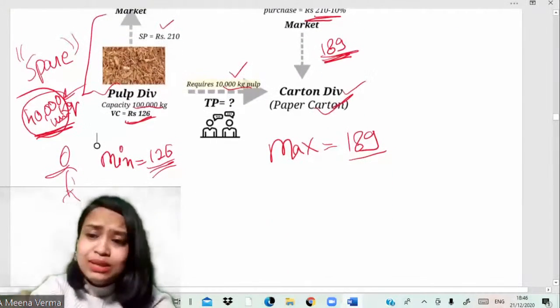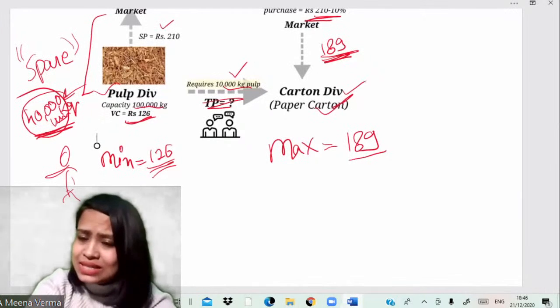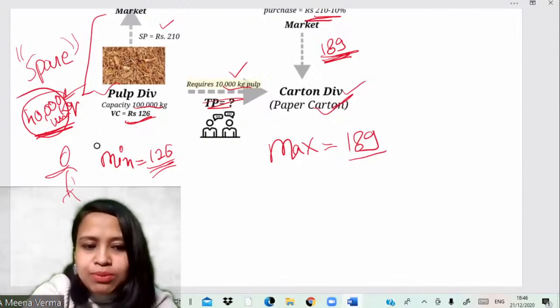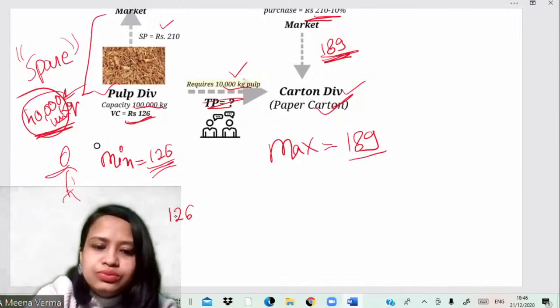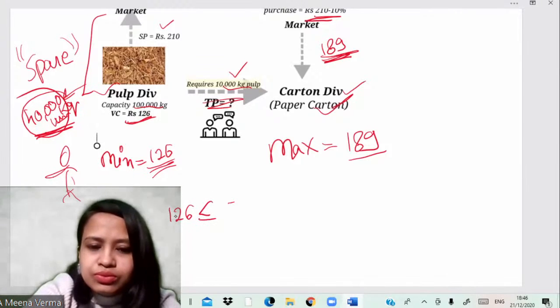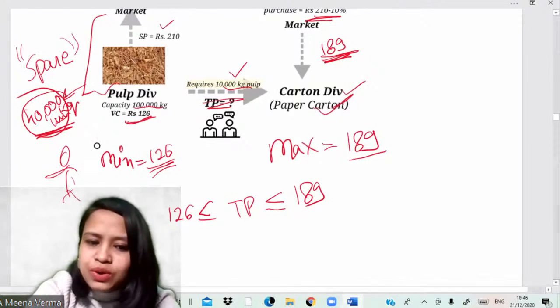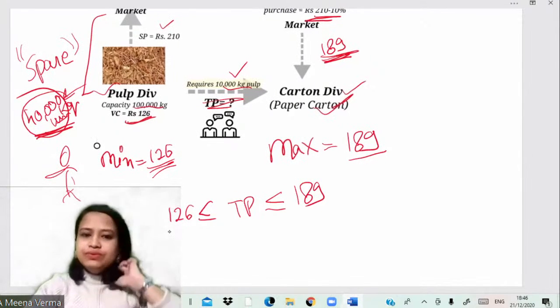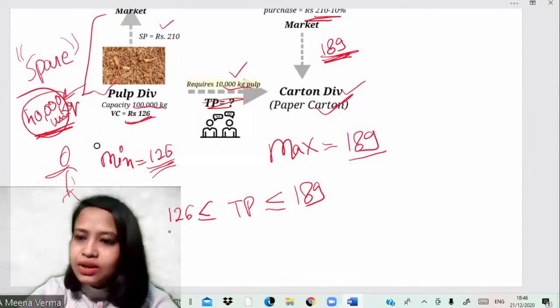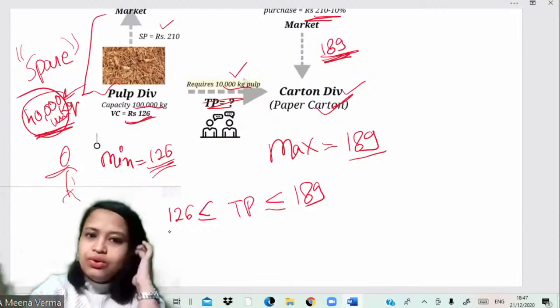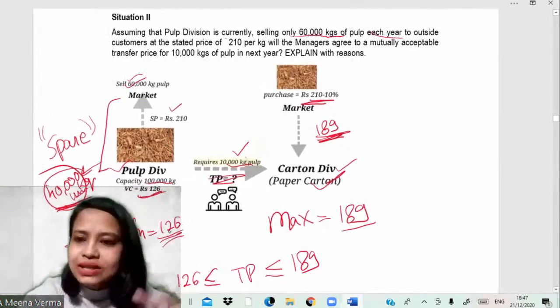So what will be the transfer price in this case? We have a range of transfer prices from 126 to 189. You can quote any transfer price in between this range. Both of them can agree on any price within this range. Okay, so I hope it is clear to all of you.